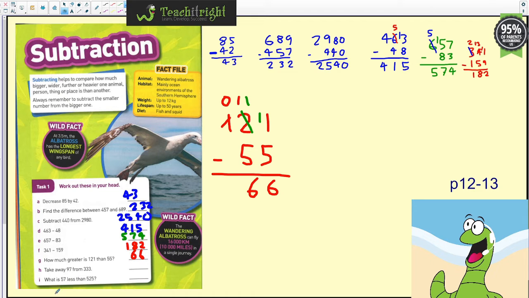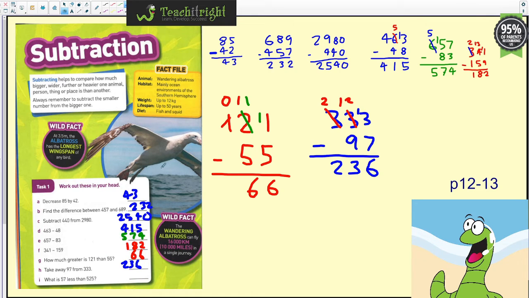Change color again. Take away 97 from 333, so 333 goes on top, because we're taking 97 away from it, so the 97 goes on the bottom. 3 take away 7 I can't do, so I've got to borrow, which frees up now 13 take away 7 I can do, that's 6. Again, I can't take away 90 from 20, so I have to borrow, going 200, making that 120. Now 120 take away 90 you can do, that leaves you with 30. And then the 2 from before is left over, so 236.